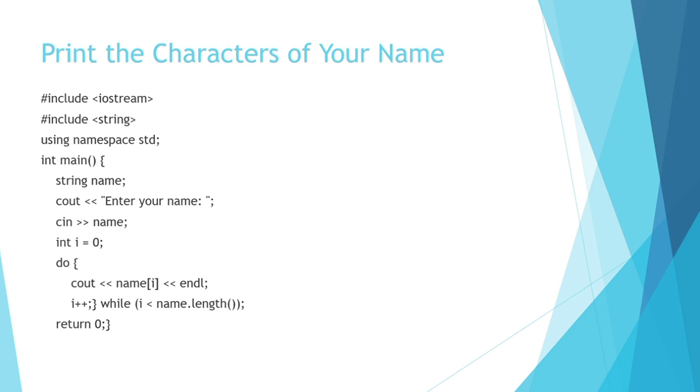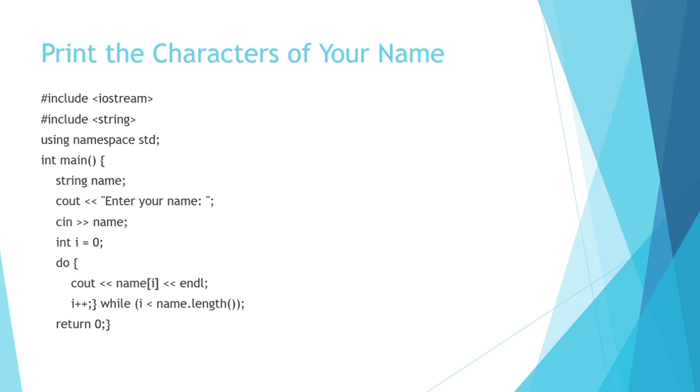Loop body: cout << name[i] << endl. This prints the character at index i in the string name. The index i starts at 0, so name[0] will give the first character. i++. After each iteration, i is incremented by 1. This ensures the next character is accessed in the following iteration.